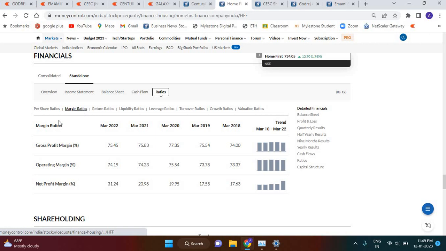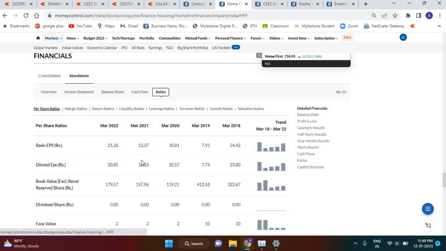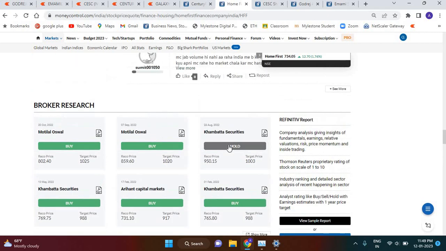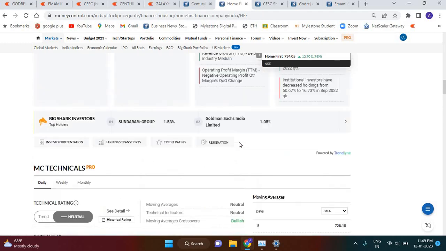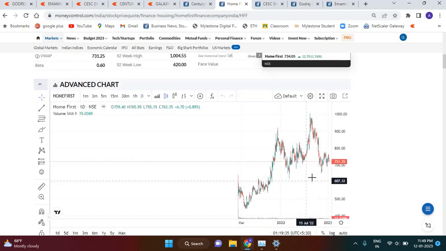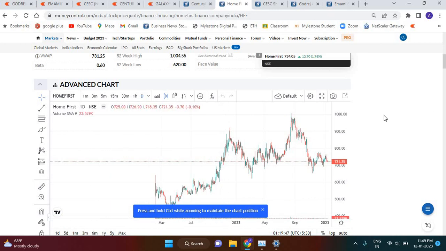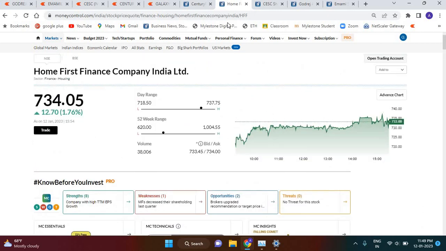Turnover ratios we should check. Margin is nearly constant. EPS is increasing. Book value is increasing. Okay, not bad. We'll check the chart here if you want. Okay, I don't know whether it is forming head and shoulders. Maybe above 773 here we may attempt, but I don't have much interest in this kind of stocks now, housing finance companies. Let us look at Emami now.